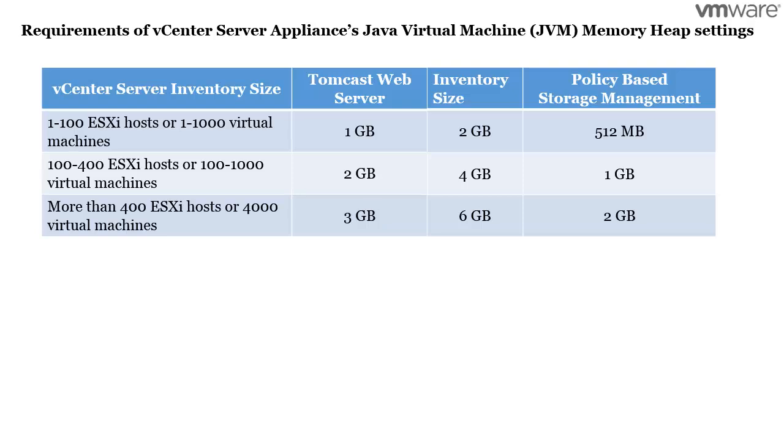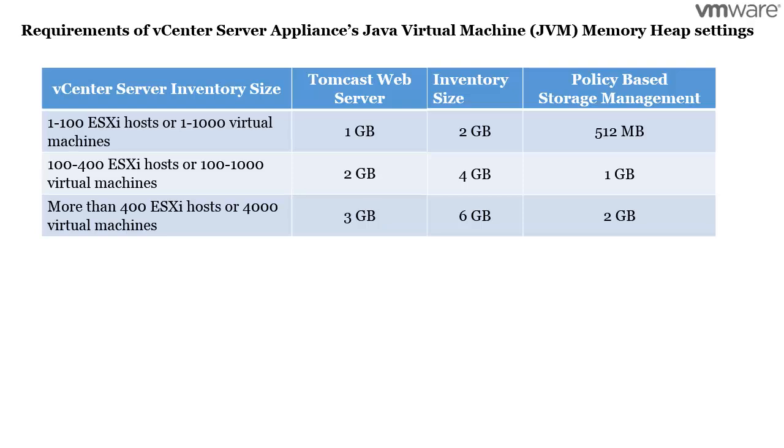If you're planning to run 100 to 400 ESXi hosts or 100 to 1000 virtual machines, you need to have 2 GB of memory for Tomcat web server. And for inventory size, you need to have 4 GB. And for policy-based storage management, you need to have 1 GB.